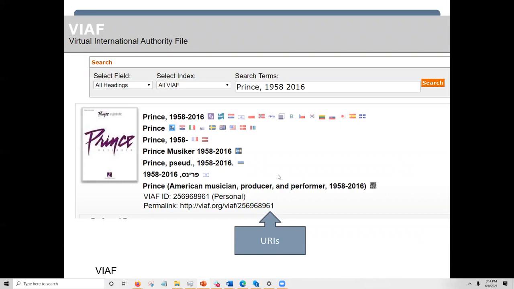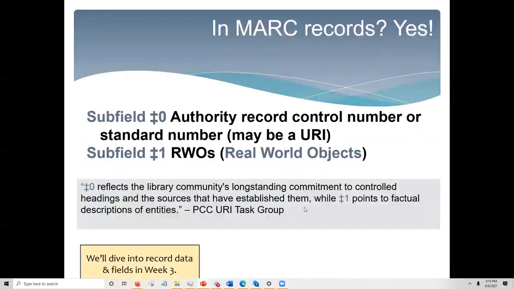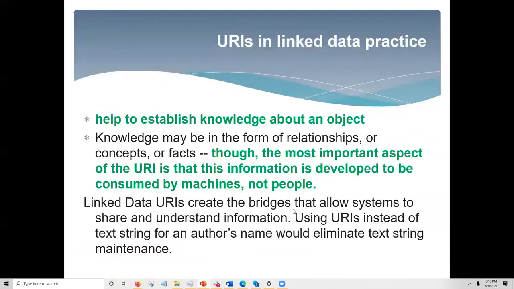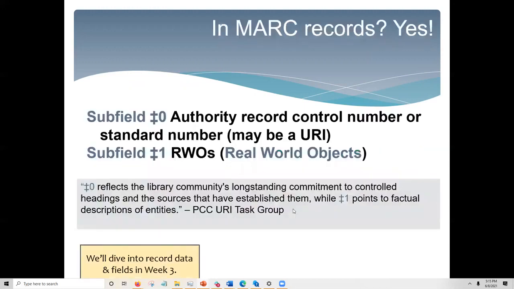And you see down here, of course, different authoritative resources list different attributes, but there's some of Prince's attributes there, other forms of his name. He's an American musician, producer, and performer, that kind of thing. So different systems are going to list different things. Linked data URIs, so that URL, are the bridge that allows systems to share and understand the information. And using that instead of a text string, as we did with Flanagan Thierry, would eliminate that text string maintenance if those names change.